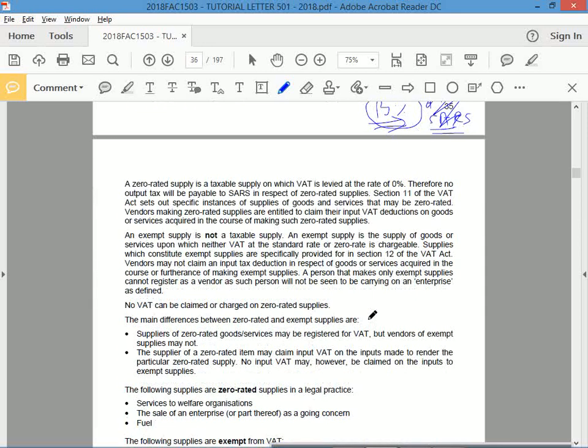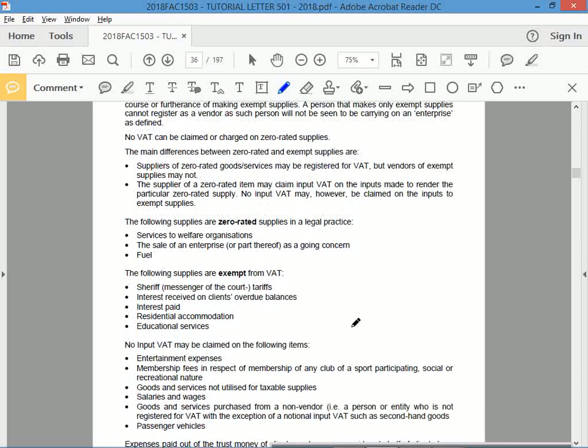I don't think you need to study a list, or do you? Okay, you do. Here are some of them. Exempt, zero rated. I mentioned a few of them. You can go back and study some of these. Zero rated: services to welfare organizations, and the sale of an enterprise as a going concern. The word going concern we've seen before. That's that qualitative characteristic. Financial statements are prepared on a going concern basis because we believe that the business will continue to operate. Fuel, that's the one we spoke about.